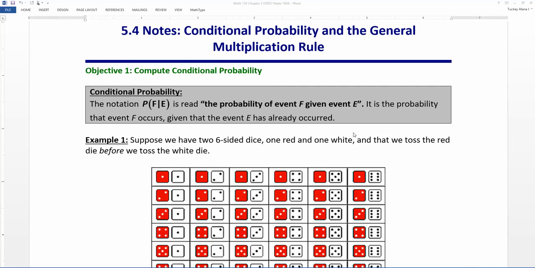Now conditional probability has a different notation than the probability notations we've seen before. Instead of just P, which stands for probability, parentheses of F, an event F, which stands for a probability function, probability of F or the probability of E. For conditional probability, it's the probability of F given event E. In other words, event E has already occurred, so now what's the chances of event F?